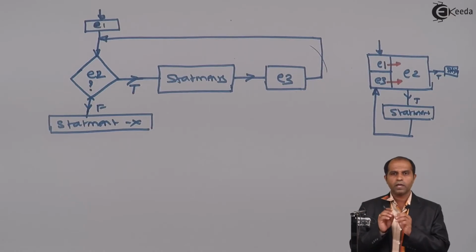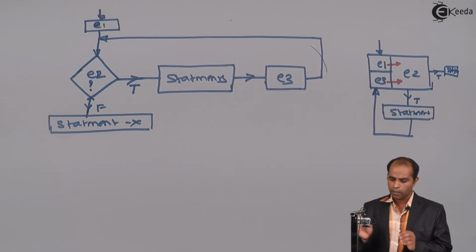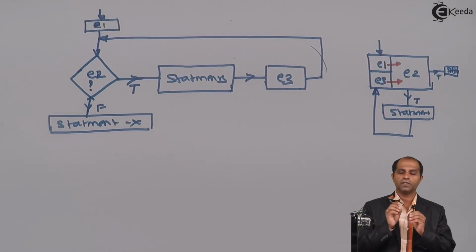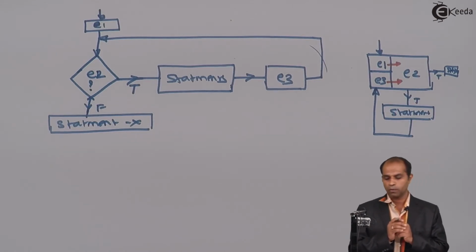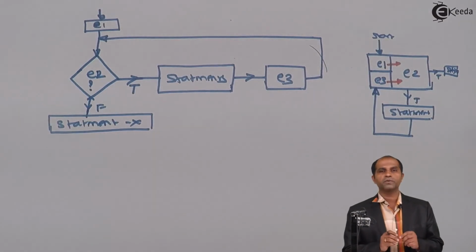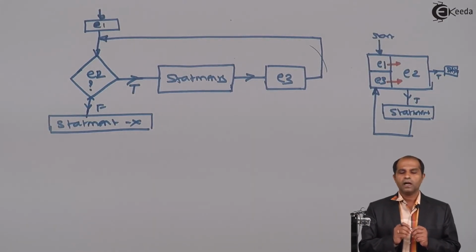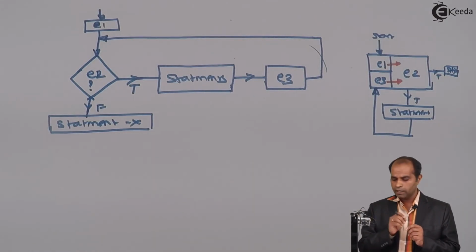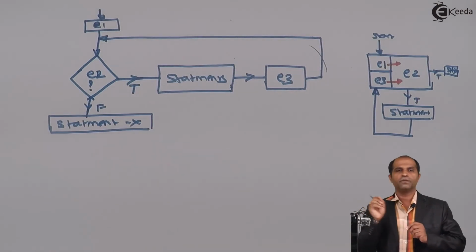So we are not worried about the remaining part of the program. We are worried about the flowchart which is used for the operation of this particular for loop. Here, this is my start point where the for loop works with E1 and then control goes to E2, and then it will be statements if E2 is true and statement X if it is false.